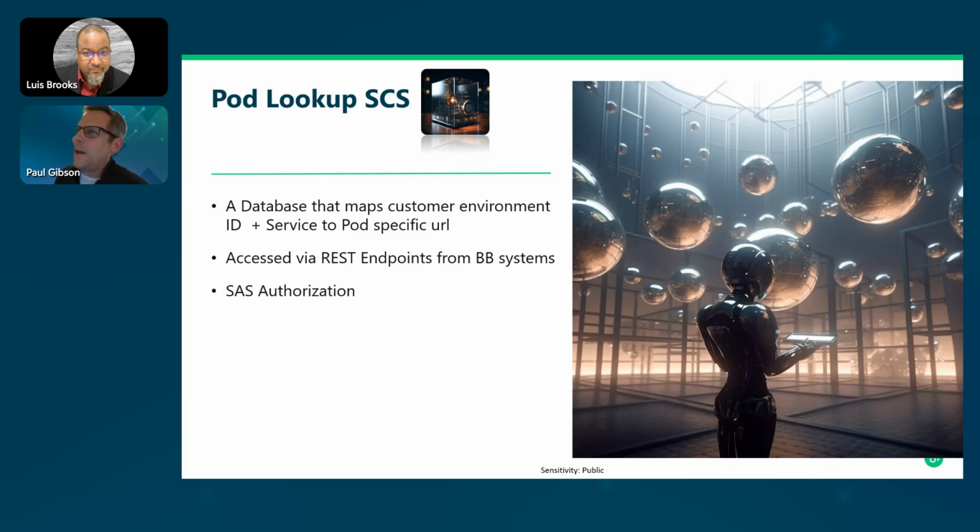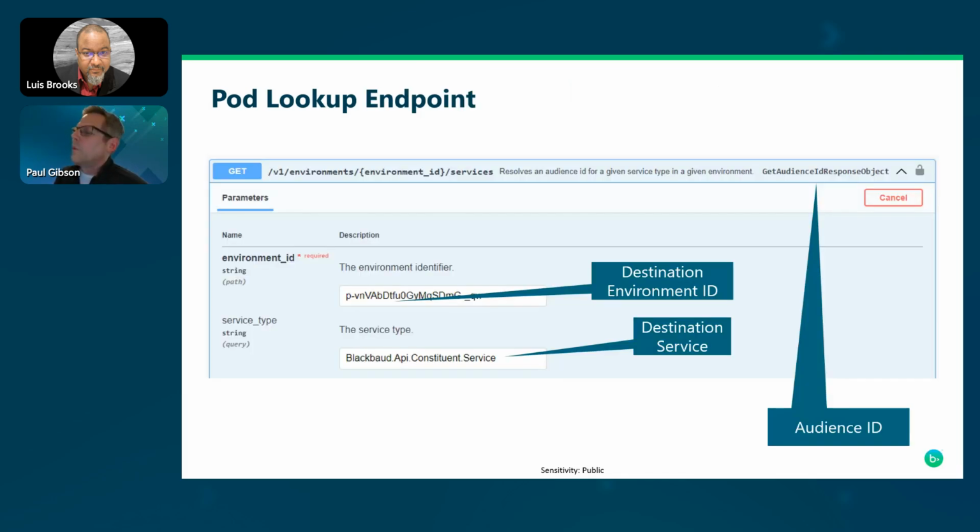So there's something called the pod lookup SCS. And what this is, it's a database that maps the customer environment to the very specific pod URL. And like with all the other SCSs, it's accessed via a REST endpoint. And since another Blackbaud system has to call it, it itself implements the SATH authorization protocol as well. So here's what this looks like under the hood.